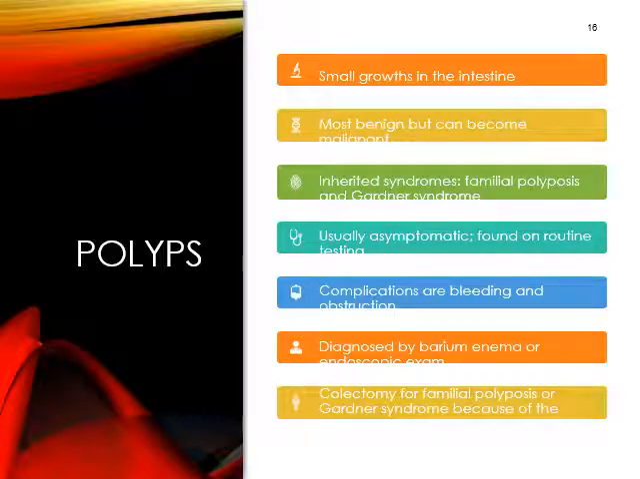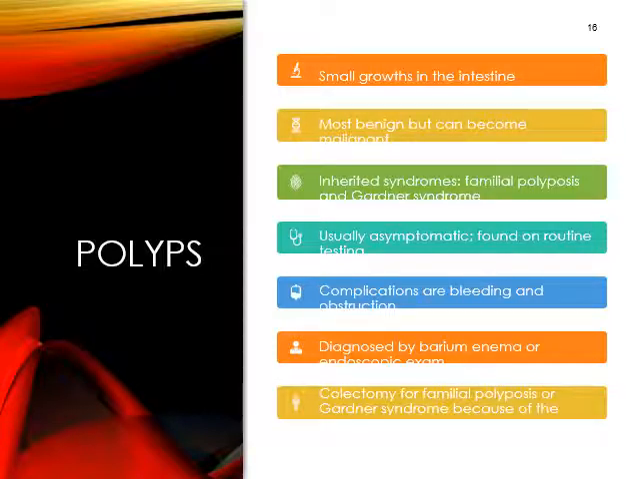Now the Gardner syndrome, that is multiple polyps also. It's even more polyps than the familial polyposis. So that's kind of the difference. Also in the Gardner syndrome, they tend to get cancer sooner at an earlier age than someone with familial polyposis. Just want you to know the kind of difference there.